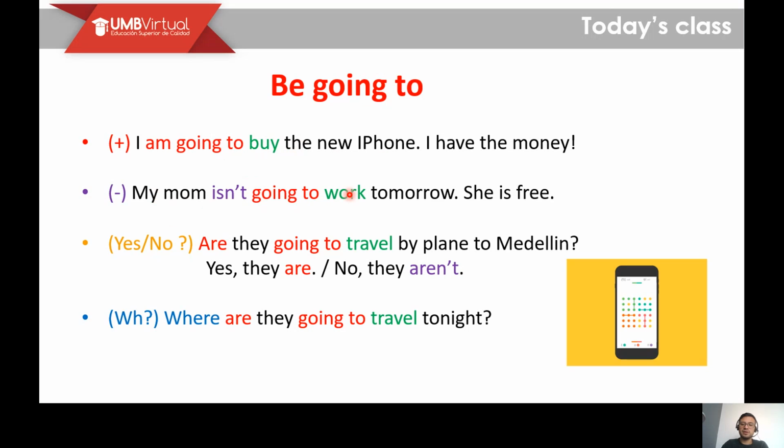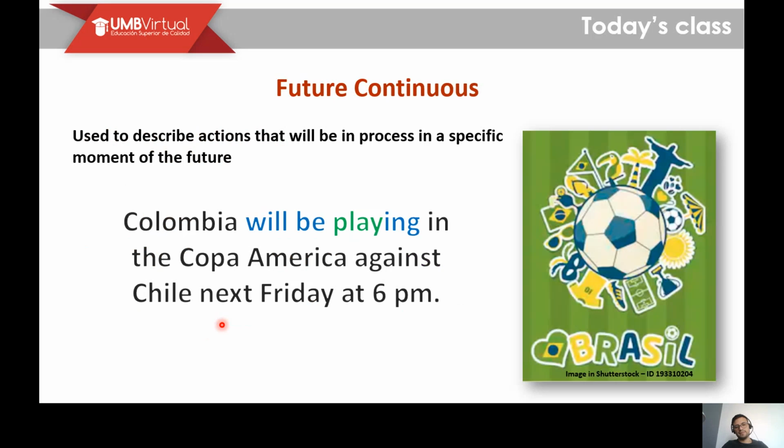My mom isn't going to work tomorrow. So in here we have the negative form. Yeah, we apply the negative form to the auxiliary verb that in this case is the verb to be. We have, are they going to travel by plane tomorrow to Medellin? So we are moving the verb to be to the beginning to make the question. And if we have a WH word, we add it even before that, at the beginning.